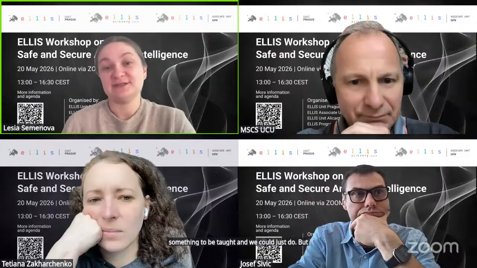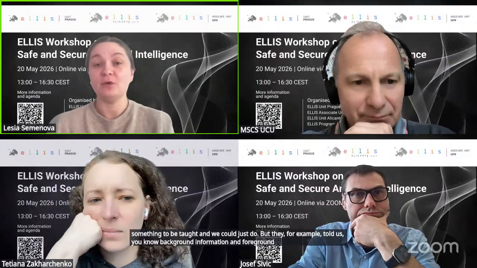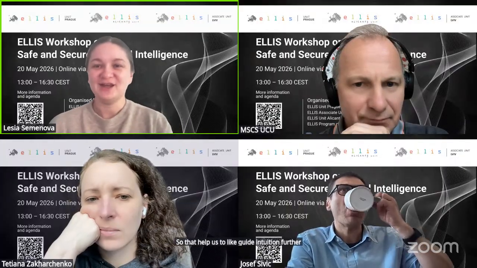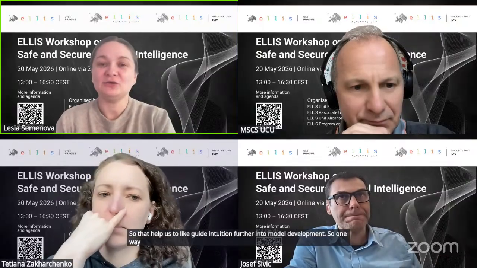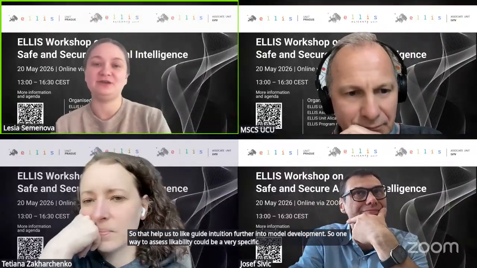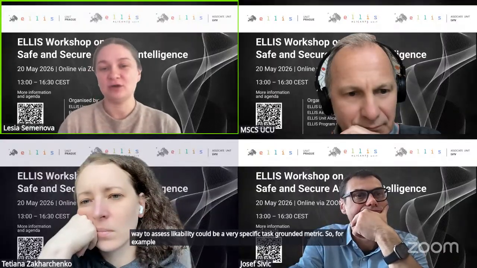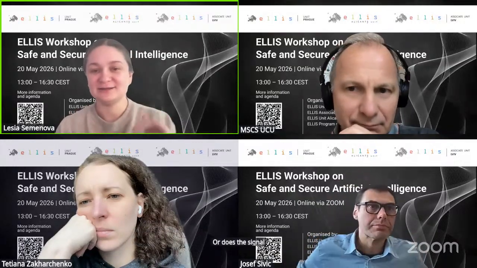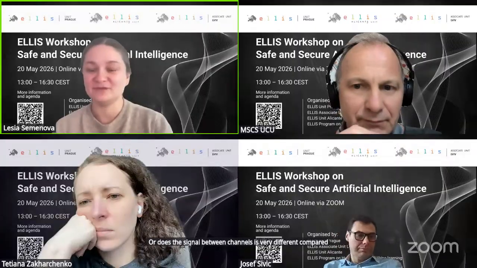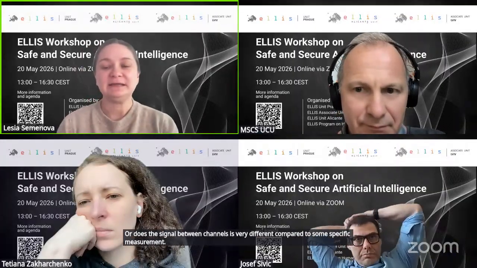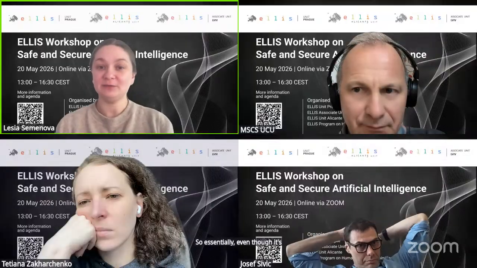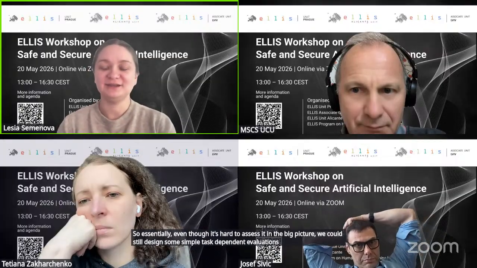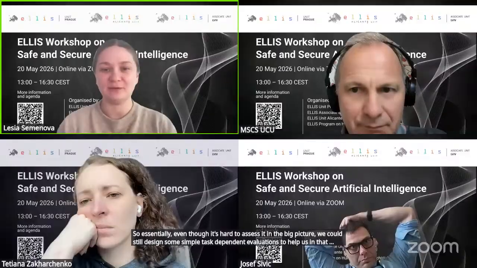But they, for example, told us that background information and foreground information are both important. That helped us guide intuition further in model development. So one way to assess likability could be a very specific task-grounded metric. For example, does this model take into account both foreground and background? Or is the signal between channels very different compared to some specific measurement? So even though it's hard to assess in the big picture, we could still design some simple task-dependent evaluations to help us in that sense, and indeed reduce the number of iterations that we went through.